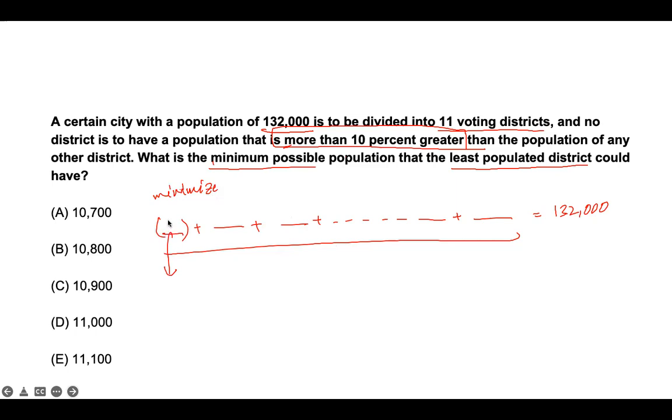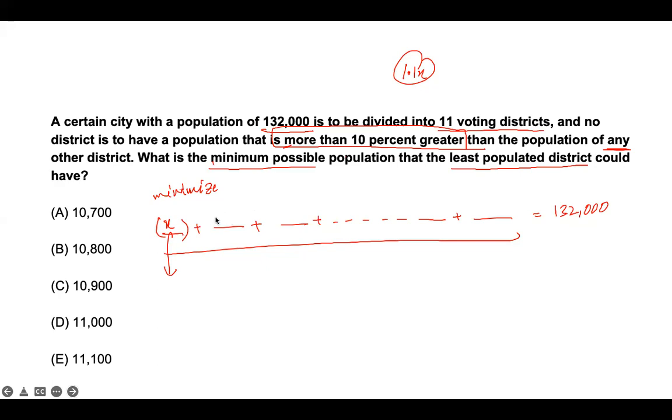And for example, if I consider this as x, the constraint is that no other district will have a population that is more than 10% greater. So if this is the lowest, x, then 10% greater will be 1.1x. So this is the maximum possible, just like the question says, more than 10% greater than the population of any other district.